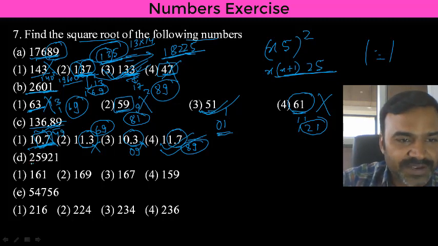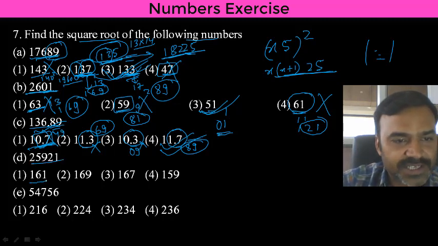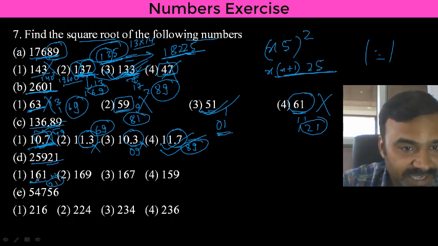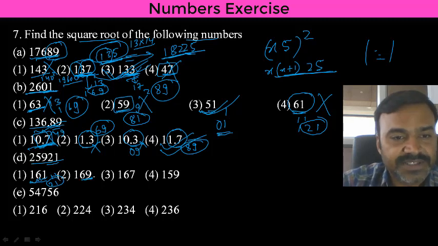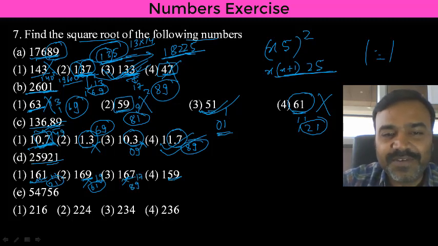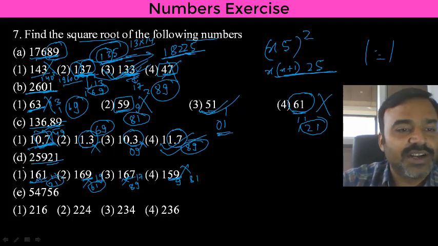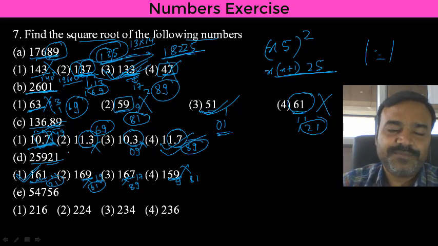Okay. 25921. Look at the options. 61, nearest 50, difference is 11. 11 square is 121. So 21. Here we have 21. Oh, so 161 can be the answer. Let's see. 69, difference is 19. 19 square is 361. So this cannot be the answer. 67, difference is 17. 17 square is 289. So this cannot be the answer. 59, nearest 50, difference is 9. Square is 81. So this cannot be the answer. Clearly 161 is the answer.